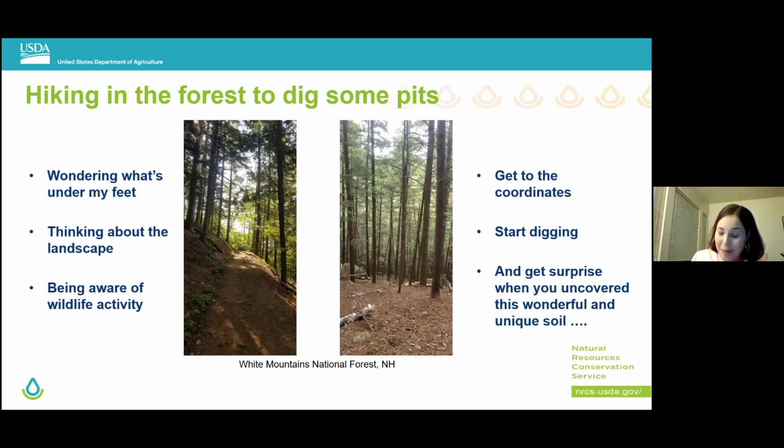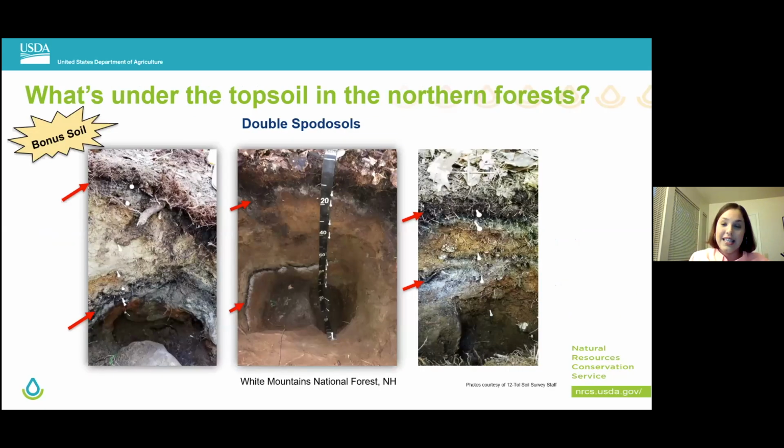And what I'm gonna show you guys, nobody has seen it before, just my supervisor and the people that work in my office. Look at this. Isn't it amazing? Double spodosols here. This is not something very common. You don't get to see something like this very often.